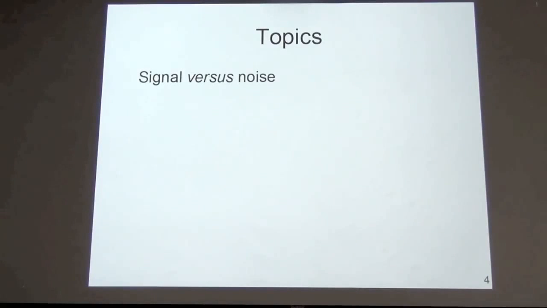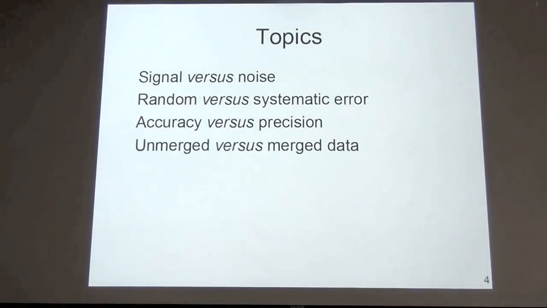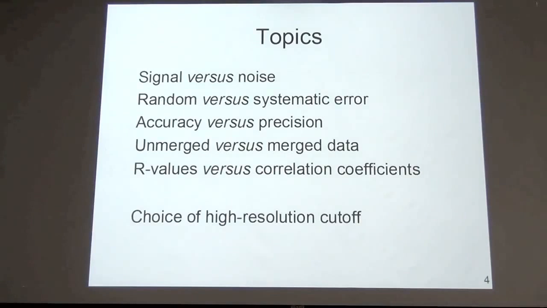The topics today are signal versus noise, very simple; random versus systematic error; accuracy versus precision. I can almost skip over this because Jim has already prepared this very nicely. Then unmerged versus merged data, which is probably my main point. These are two different concepts, and you really need to understand this to make sense of the indicators. And finally, R values versus correlation coefficients. Then, in the last part of my talk, I'll specialize a little bit on the choice of high resolution cutoff, with some discussion in this area.